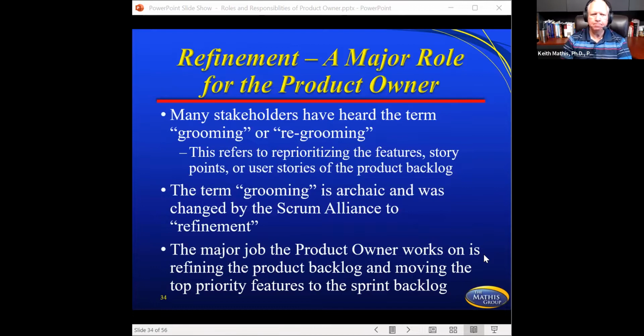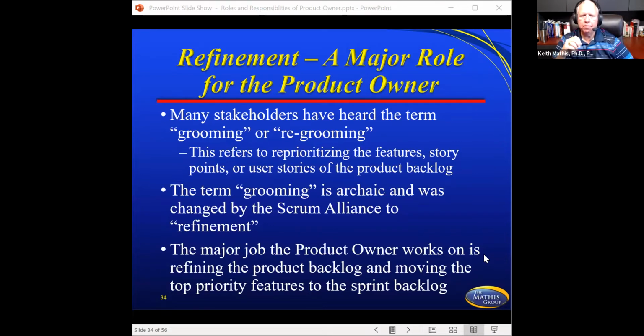Now, refinement. This is the reorganizing of the product backlog. So stakeholders have heard the term regrooming. Regrooming is not the term today. They've changed it to refinement. And so many of your books, when you're reading, it talks about grooming and regrooming, same thing, refinement. But that's just an old term.